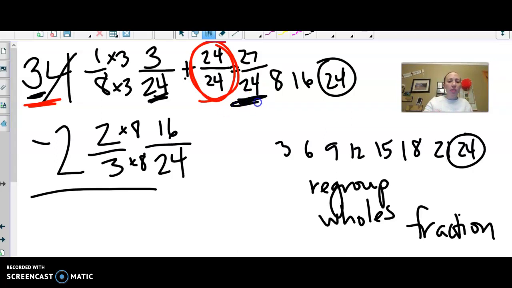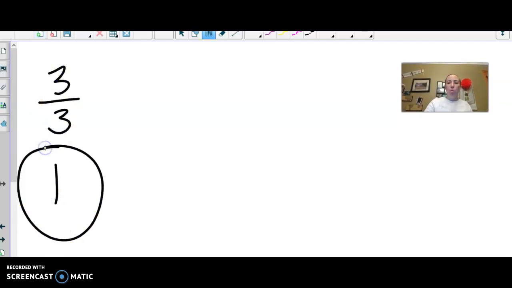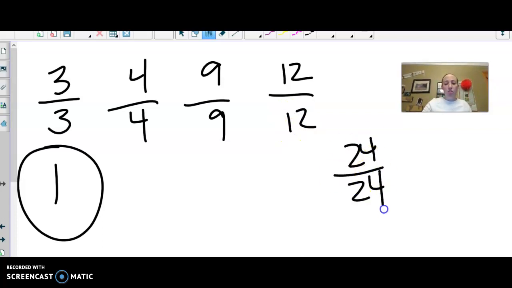So now I can do 27/24 minus 16/24, which gives me 11/24. And now 3 minus 2. So I always want to start with my fractions and not with my whole numbers in case I need to regroup. Now, on your notes, it has a spot to write out some examples of whole numbers as fractions. So 3/3, that equals 1 whole. All of these equal 1 whole pizza, 1 whole candy bar. 3 out of the 3 pieces. 4 out of the 4 pieces. 9 out of the 9 pieces. 12 out of 12. 24 out of 24, like we just saw.